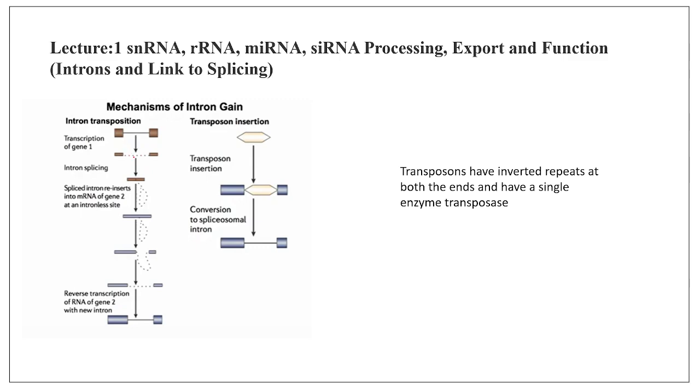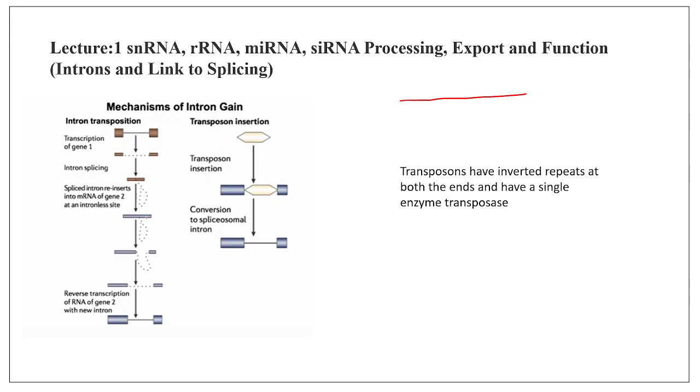So you can see this intron is spliced. Now this spliced intron can go and reinsert into any other site. The spliced intron reinserts into the mRNA of two genes at an intron-less site. Intron-less site means, suppose this is a gene and it does not have any intron, so there are no sites of introns. So this spliced intron goes and joins in between this particular gene.